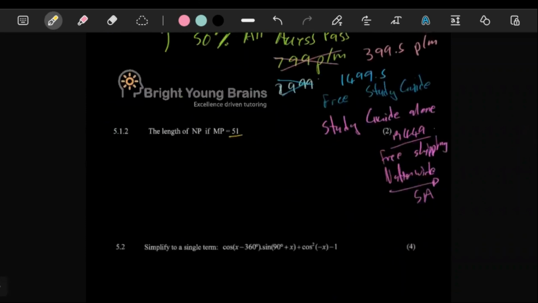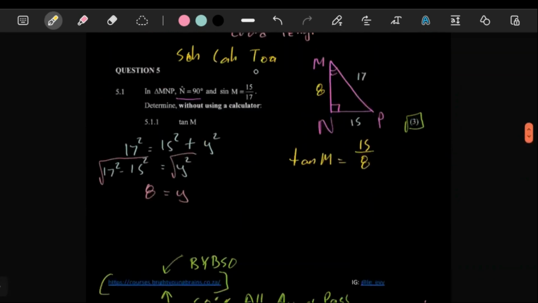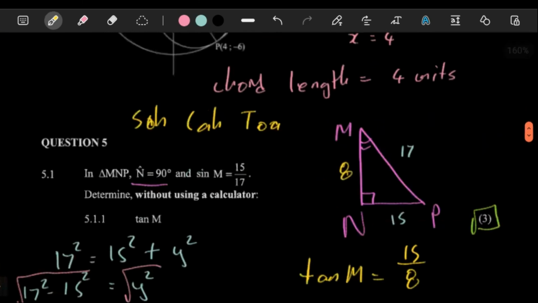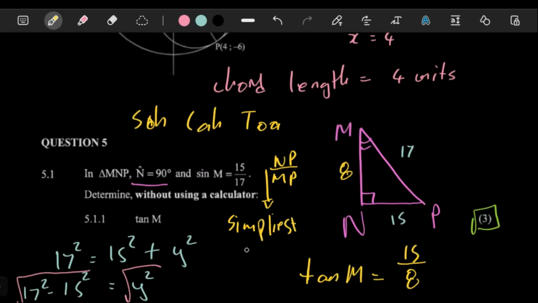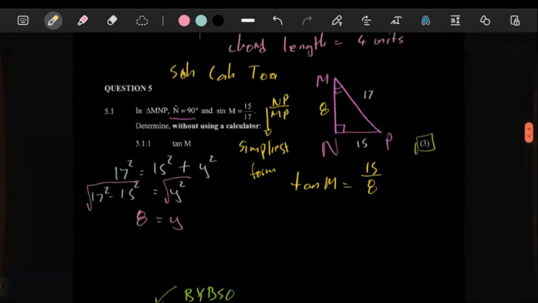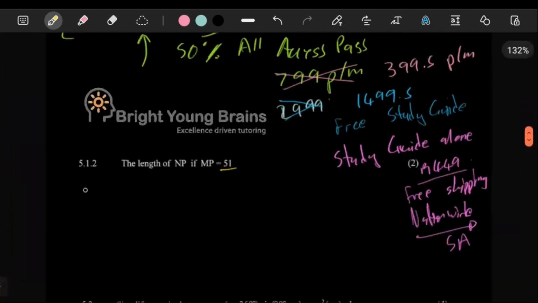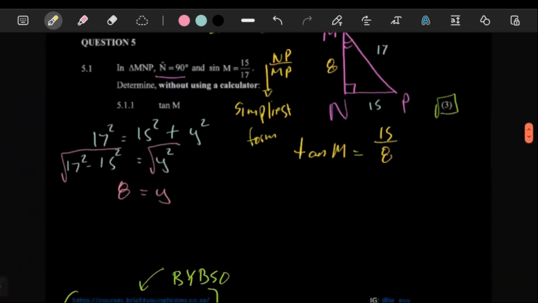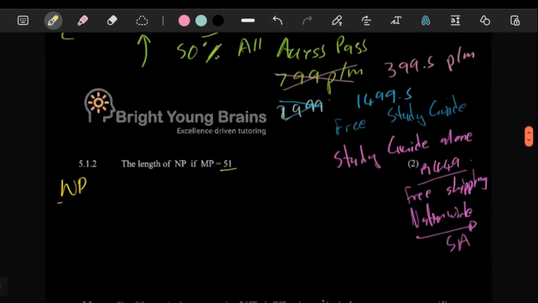Okay, if it's a 2-mark question, we may not want to panic too fast, but we just have to be strategic now. Because you have to remember the 15 over 17. That's mainly representing this ratio in its simplest form. This is just what you may call NP and MP in its simplest form. Don't forget it. So what we know is NP over MP.